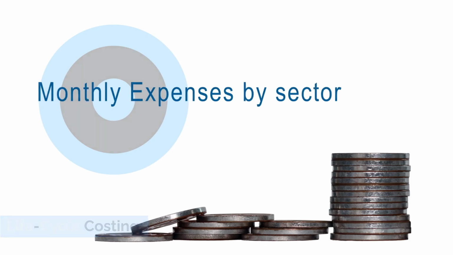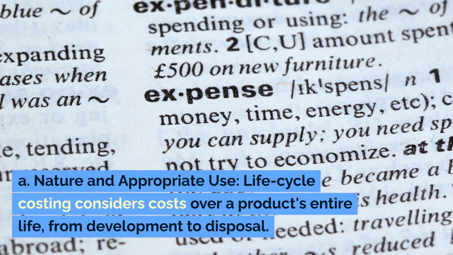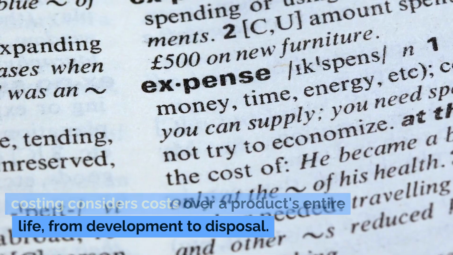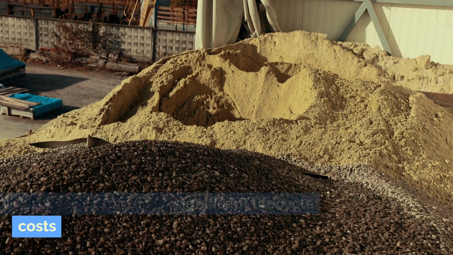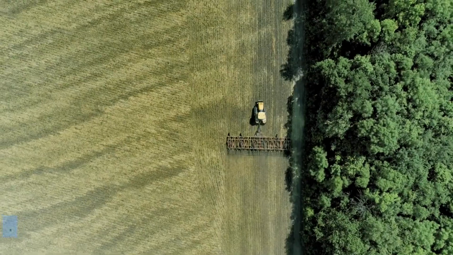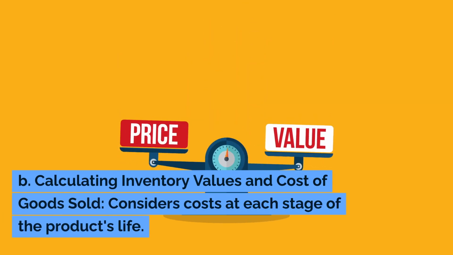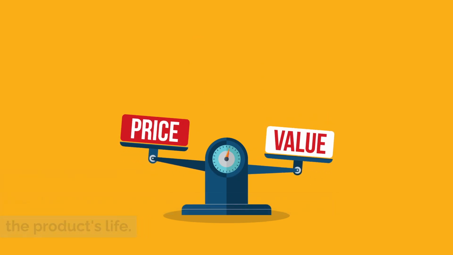Life cycle costing. A. Nature and appropriate use. Life cycle costing considers costs over a product's entire life, from development to disposal. Used for products with significant life cycle costs. B. Calculating inventory values and cost of goods sold. Considers costs at each stage of the product's life.